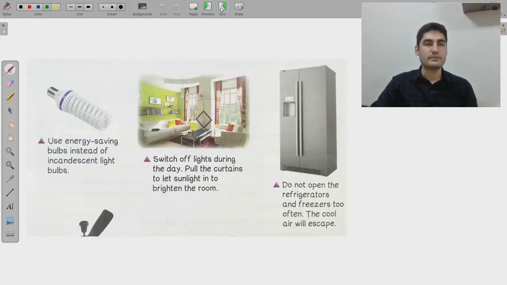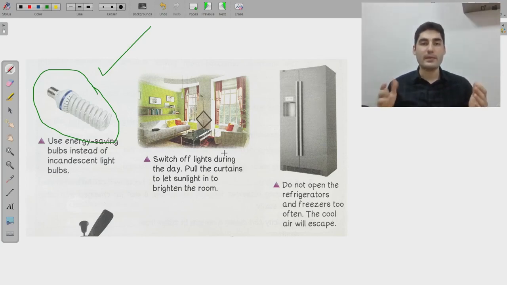Next page. Use energy saving bulbs instead of incandescent light bulbs like this one. Okay? This one, energy saving bulbs. Another one is switch off lights during the day. Pull the curtains to let sunlight in to brighten the room. If it is daytime, the curtains, you can open them to have sunlight, right?